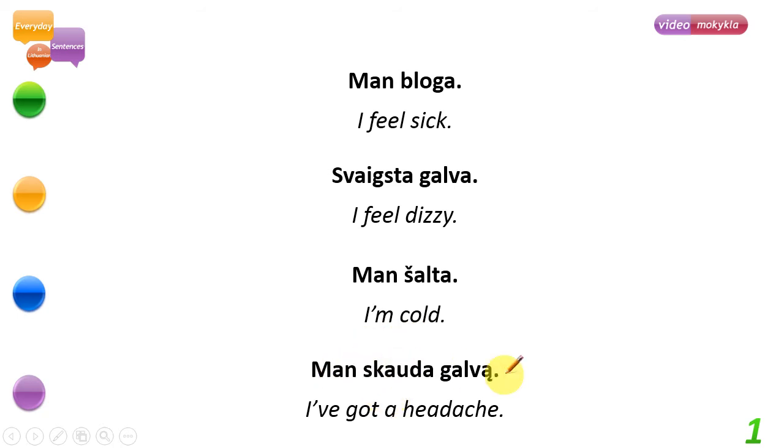Man skauda galva. For me, it hurts head. So this is accusative case. So man skauda, and you say what hurts. You say galva, nugara, back, and so on. You can just put any body part here in accusative. So man skauda, I've got some kind of ache. Literally, for me, it hurts.